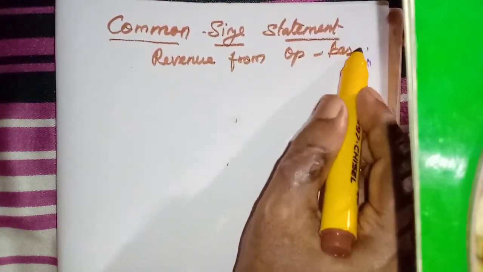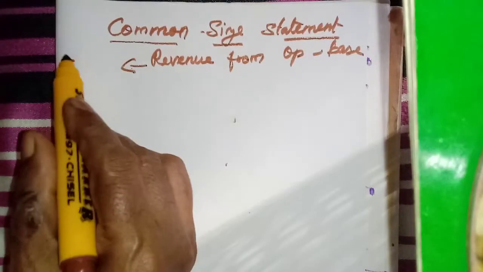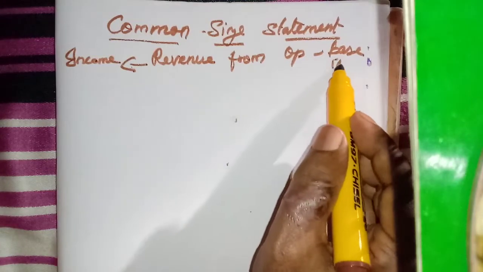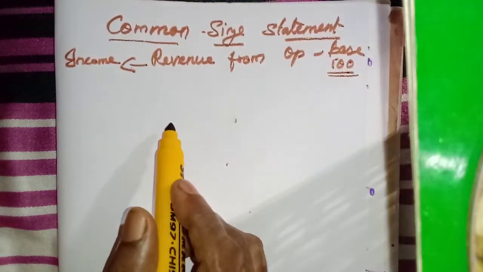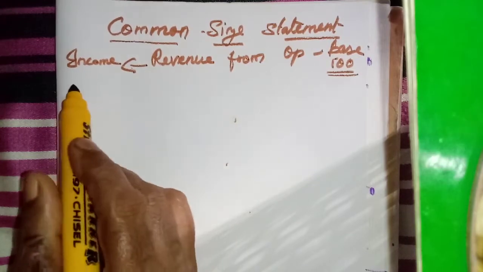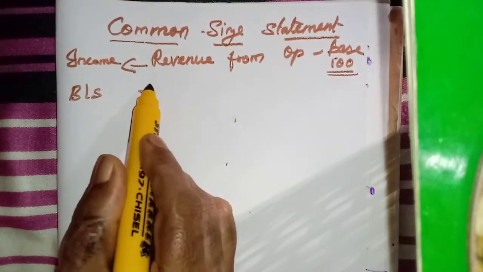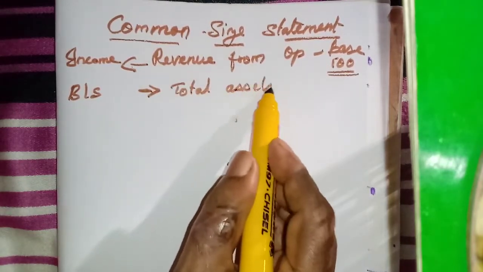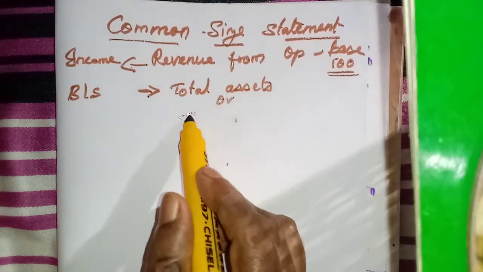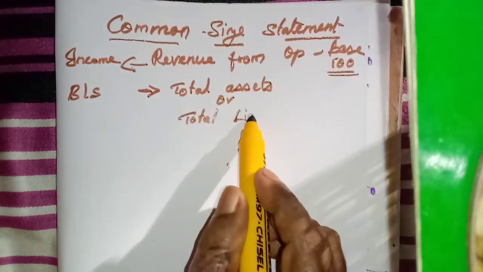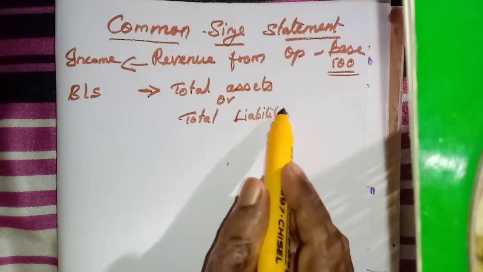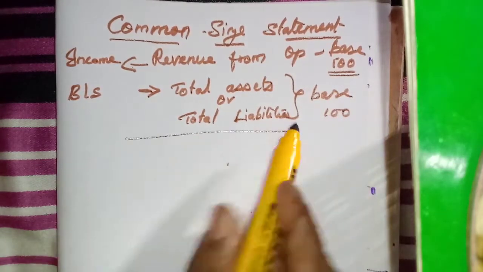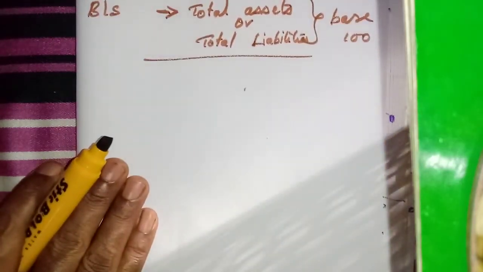For the income statement, revenue from operation is the base. That one we will take as 100 and we will calculate the other percentages. Then in the balance sheet we will take the total assets or total liabilities as the common base. Both the total assets and total liabilities will be the same in the balance sheet, isn't it? So they will take any one of these as the base, that means 100. Then we need to calculate the other percentages.